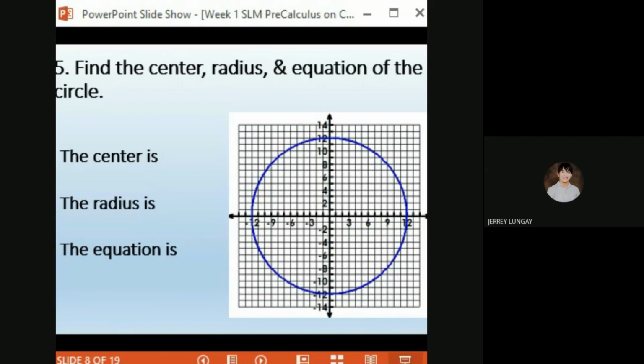So what would be the equation of a circle? Okay, kapaspas ni Philip. So x squared plus y squared is just equal to 12. Another answer. Okay, Ria Jean. X squared plus y squared is just equal to 144.